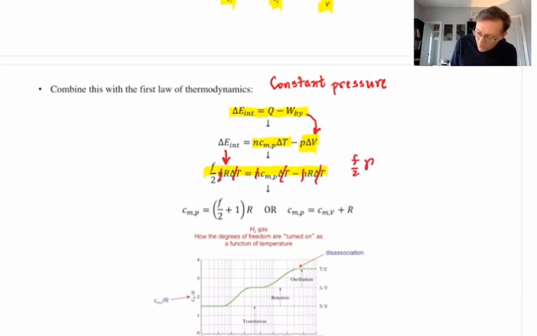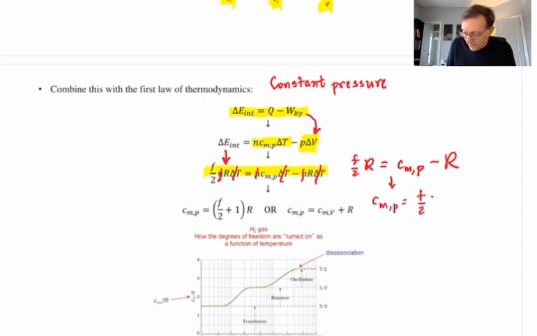F over 2 R equals c_mp minus R. Now solve for c_mp. That's not hard. c_mp equals F over 2 times R plus R. And factor the R, and you get this nice little formula right here. That's also pretty simple. The molar specific heat at constant pressure is F over 2 plus 1, all times R.